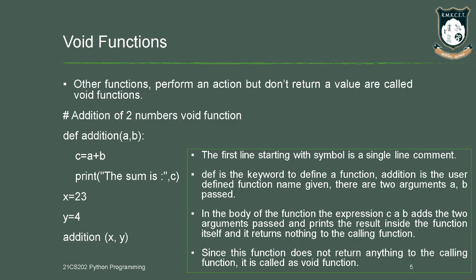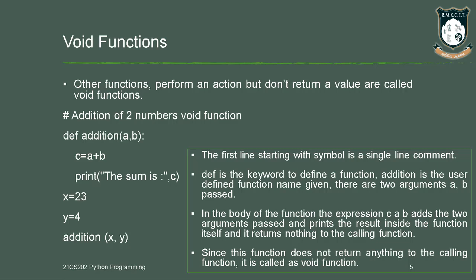Here we can see the explanation of the program. As usual, the first line is the single line comment. In the second line we give the function definition. We start the function using the define keyword, def, then give the function name and pass the arguments. In the body of the function we use the expression c is equal to a plus b. The addition takes place, the added value is given to the variable c, and directly we print the result. We are printing the result directly inside the function, we are not returning the value to the function call. These types of functions are called void functions.